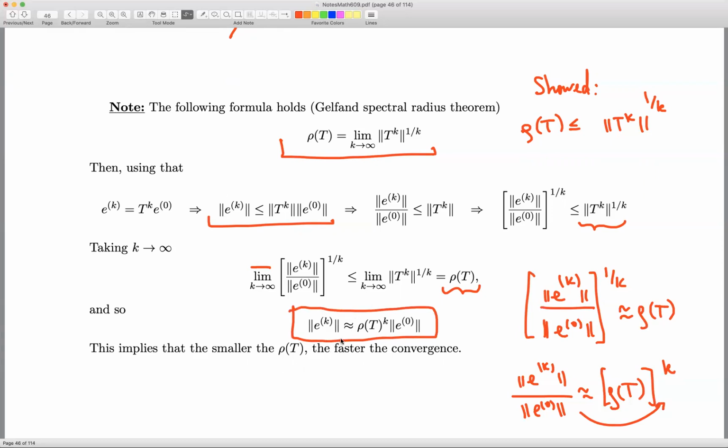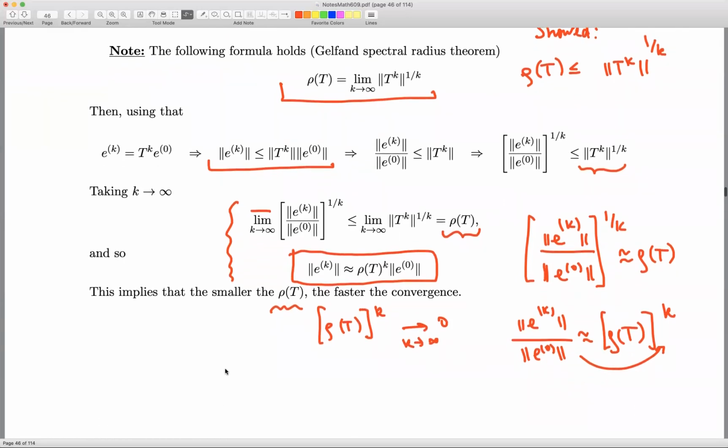So this is not rigorous. These two lines are not rigorous, but they give us an idea that when the spectral radius of the iteration matrix T is smaller, then we should expect faster convergence, because the smaller the number rho of T is, the faster the kth power of this number will go to 0 as k goes to infinity.